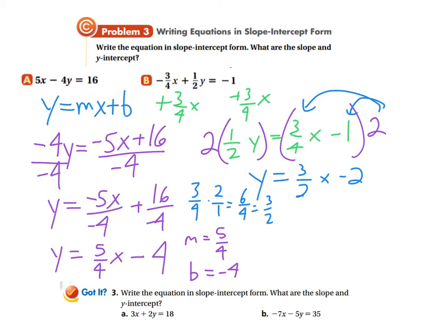And then the slope, again they want us to identify the slope and y-intercept. So slope is 3/2, y-intercept negative 2. And again there's a couple problems at the bottom there if you want to give those a shot on your own.